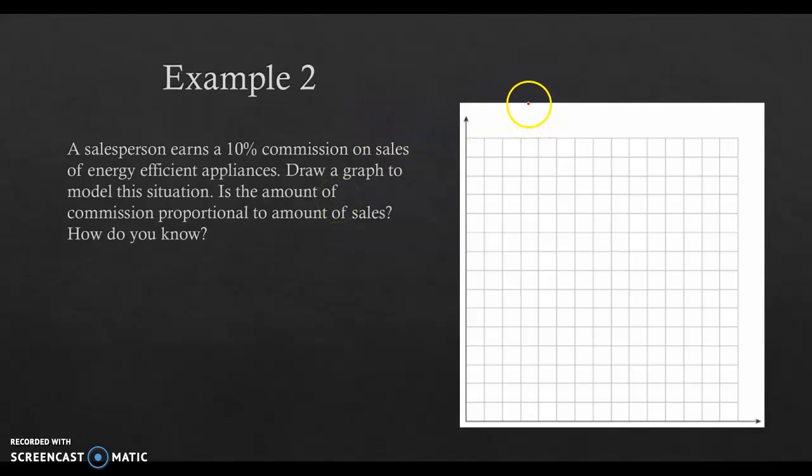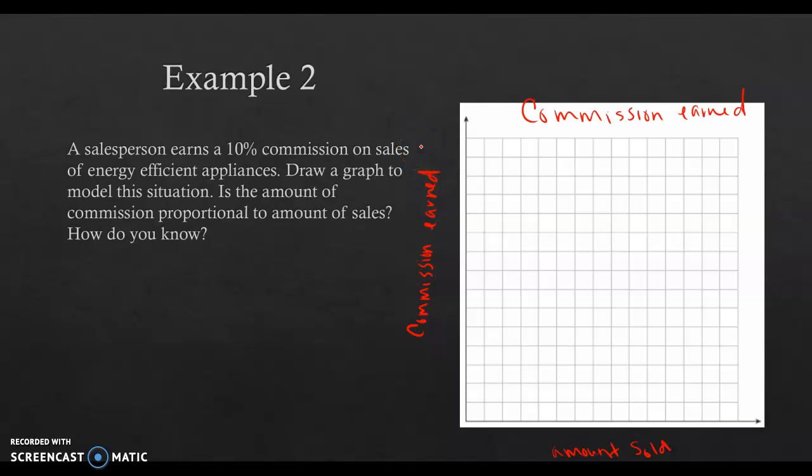So we're talking about commission, right? So commission earned. All right, and so X is going to be our dollars sold, right? Amount sold. And then our Y is our commission earned.